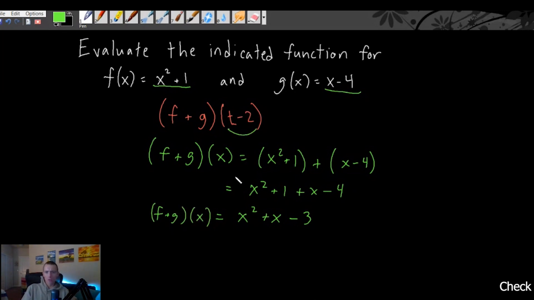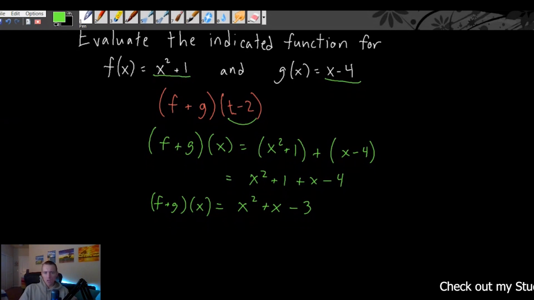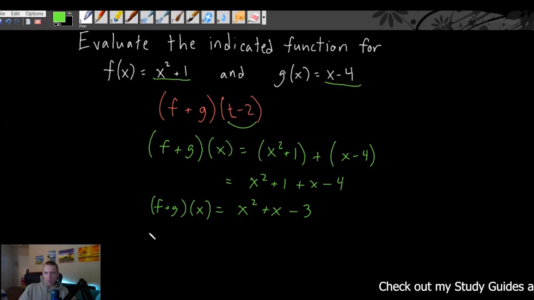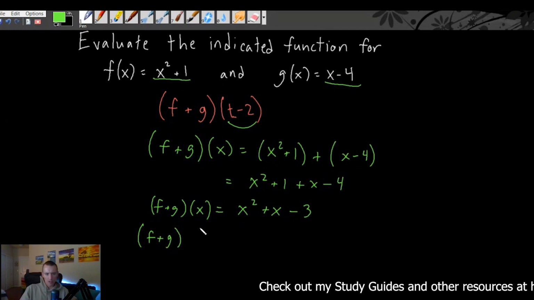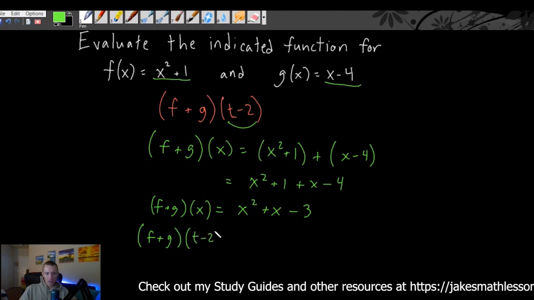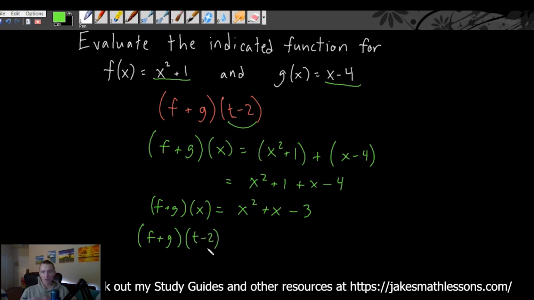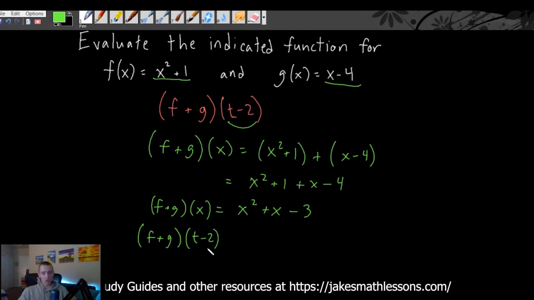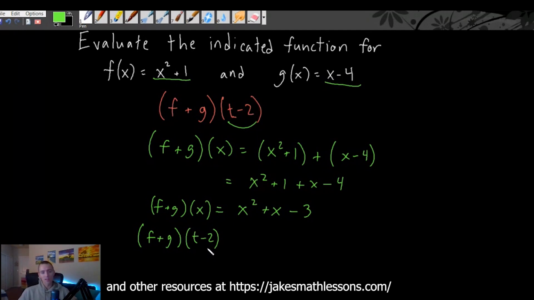Now we can actually deal with this t minus 2 here. So how do we deal with that? Basically, all that's saying is we're going to go to our function f plus g of x, and wherever we see an x, we need to replace it with t minus 2 in parentheses. That's a very key thing here. I'm sure you're sensing a theme at this point.